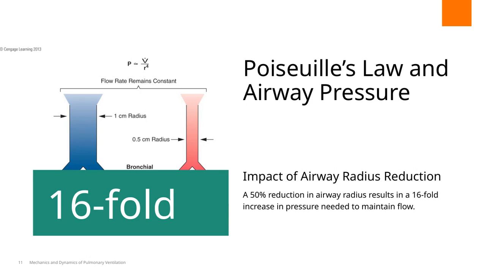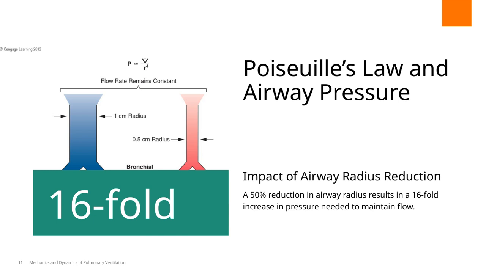Let's take a closer look at how changes in airway radius impact pulmonary ventilation. When the airway radius decreases by just 50%, the pressure needed to keep airflow steady actually increases dramatically, by about 16 times.